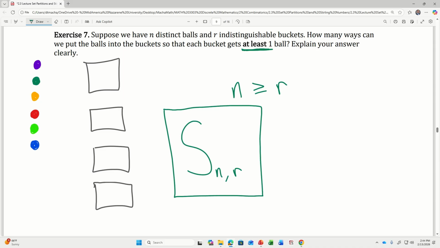Because I have a set of size n and I want to partition it into r blocks. Here's my set of size n, and partitioning this means I put them in disjoint, non-empty subsets. I put them into blocks. So the buckets are the blocks, the balls are the elements of my set. So this is the definition of Stirling number, and you would only be able to calculate this with the recurrence relation and everything we talked about. So this is just kind of a definition thing.